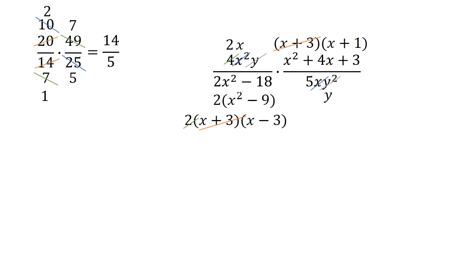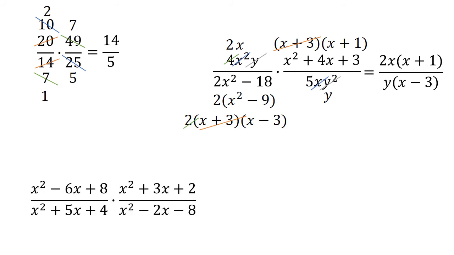And now, it doesn't look like we have anything else that matches on the tops and bottoms that are factors, and so I can put this together. 2x times x plus 1 on top, and it looks like we got a 5y times an x minus 3 on the bottom, and there we go.